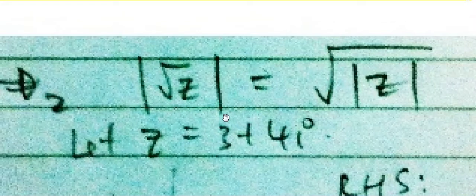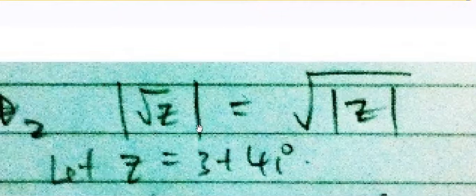To prove my point, let z equal 3 plus 4i. When the modulus sign is outside, your answer is 2.236. You get the same answer when the modulus is inside, 2.236. Therefore, this equation has to be correct.